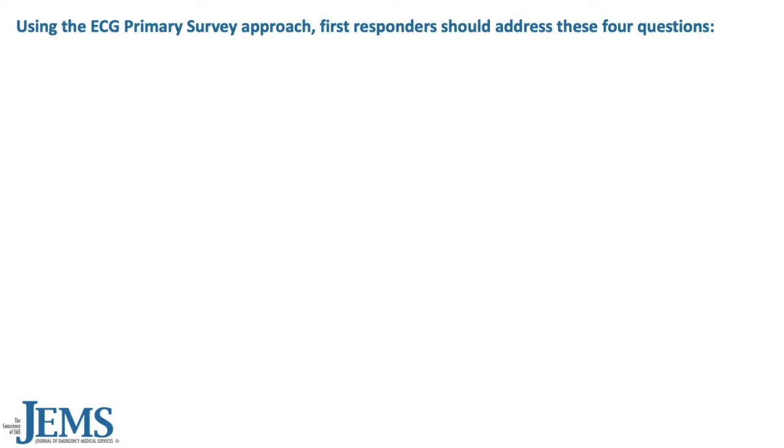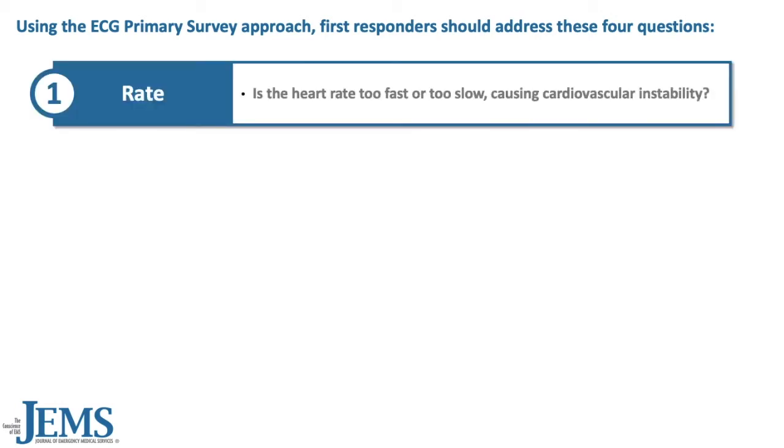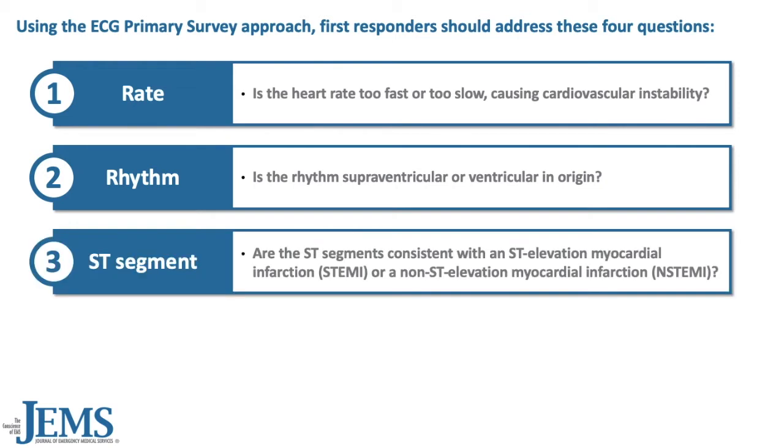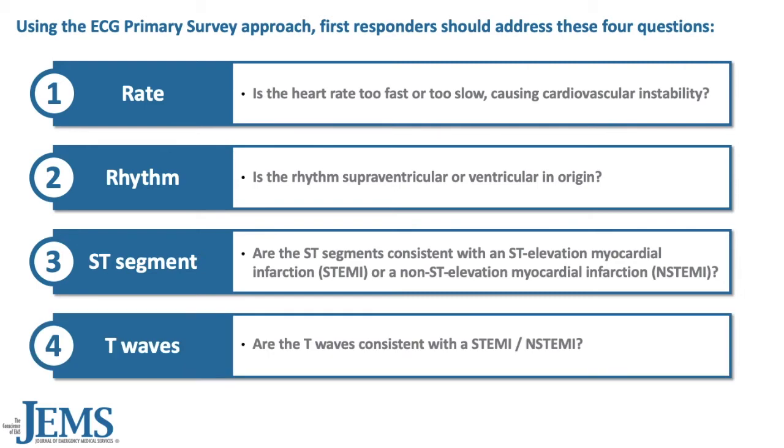Let's get an ECG on this patient, and as we examine it, we can run through our primary survey approach, in which we seek to answer these 4 questions. 1. Is the heart rate too fast or too slow, causing cardiovascular instability? 2. Is the rhythm supraventricular or ventricular in origin? 3. Are the ST segments consistent with an ST elevation myocardial infarction, STEMI, or a non-ST elevation myocardial infarction, NSTEMI? And lastly, are the T waves consistent with the STEMI or NSTEMI?